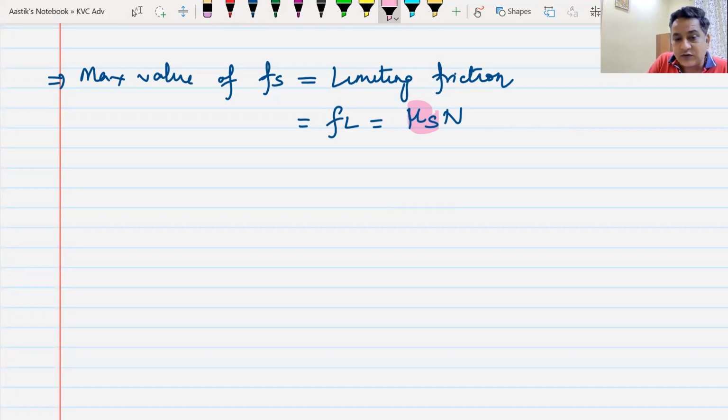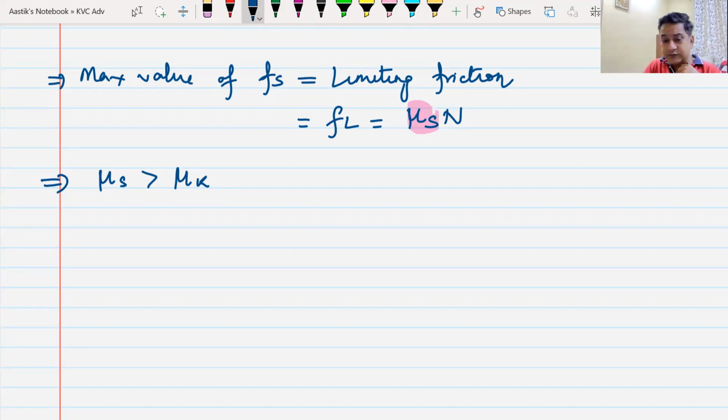Do we understand this? Yes, sir. The value of this mu s is always more than mu k. We call it in this way: static friction is always more than kinetic friction. It is difficult to start the motion of a body, but when the motion starts, it becomes easier to continue that motion.